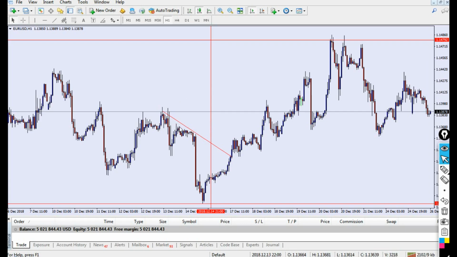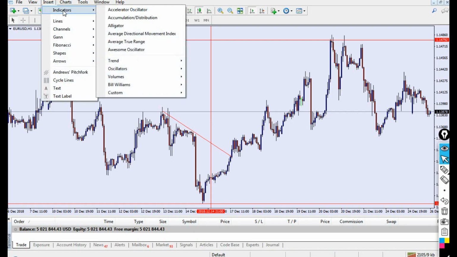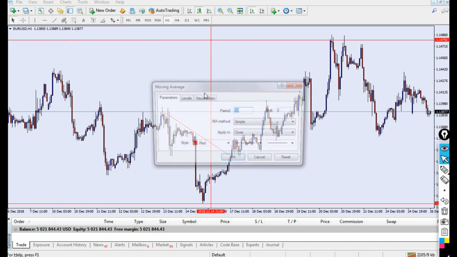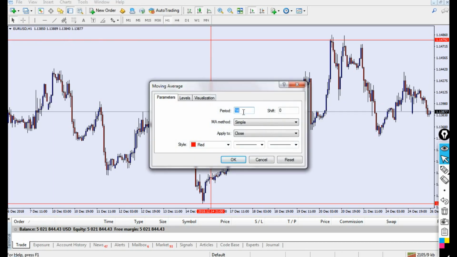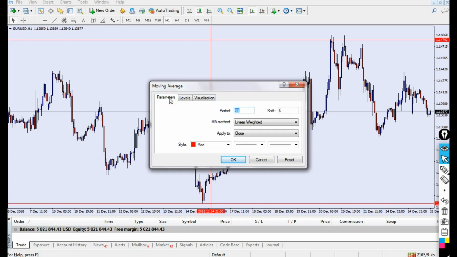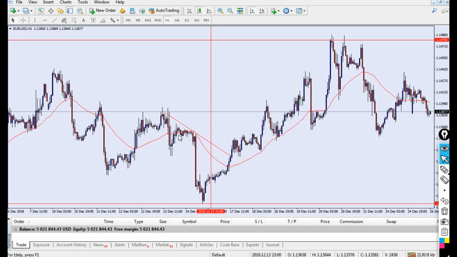when you place this, you need a moving average. So you go to insert indicators, and then you go to trend, and then you select moving average from here, and in moving average period you take 49, and it's linear weighted and it's on close, right? So level visualization, everything is as default, only parameter you use 49 period, linear weighted, on close. Okay, now you see that moving average helping you.